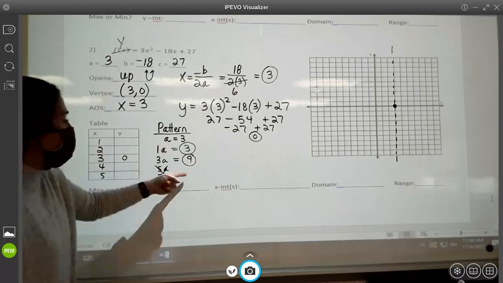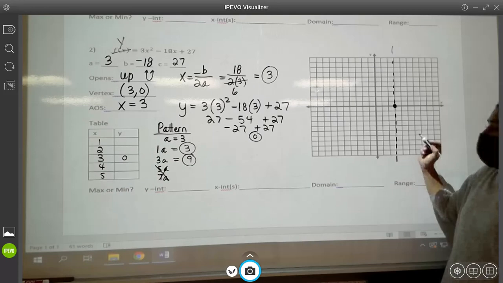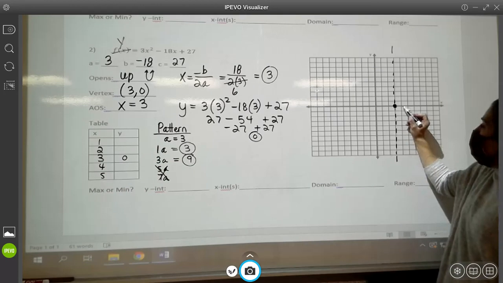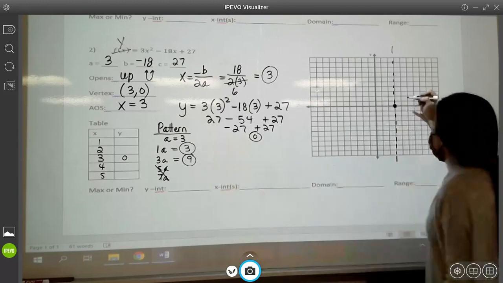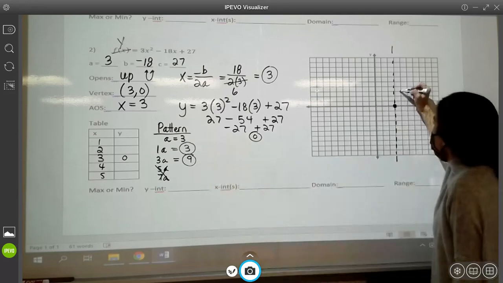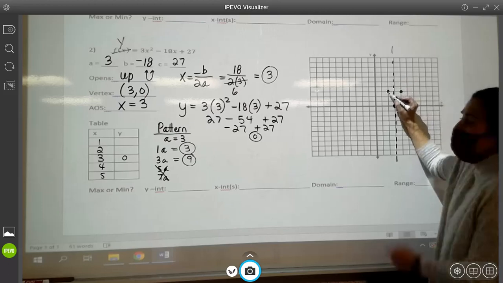Guys, a is positive, so we're going up with our pattern. So go to your vertex. Move to the right 1 space to the next x value. We're making 3 jumps first. 1, 2, 3.